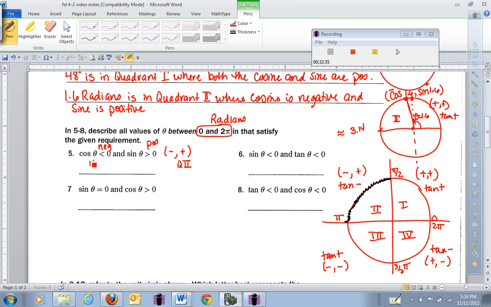We're going to say it starts at pi over 2 and it ends at pi. That's where that quadrant starts. We don't want to use the endpoints, though, because at the endpoints we have the numbers 1 and 0. So we don't really want to use those endpoints. So we're going to use parentheses.